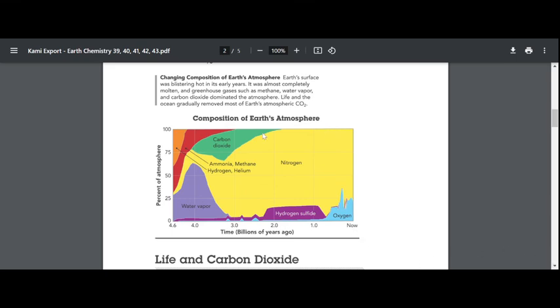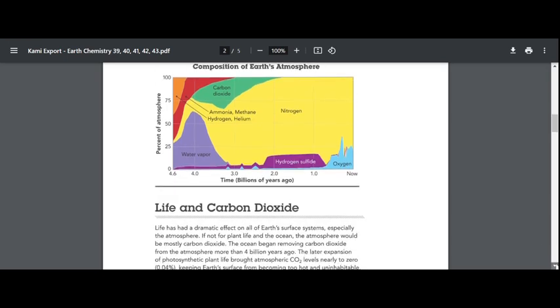So we've got the composition of Earth's atmosphere. On the y-axis, we have the percent of atmosphere. On the x-axis, we have time, billions of years ago. And some of the greenhouse gases that we see: water vapor is represented in purple, ammonia and methane are represented in red, hydrogen and helium are represented in orange. Carbon dioxide is in green, nitrogen is yellow, hydrogen sulfide is dark purple, and then we have oxygen in light blue.